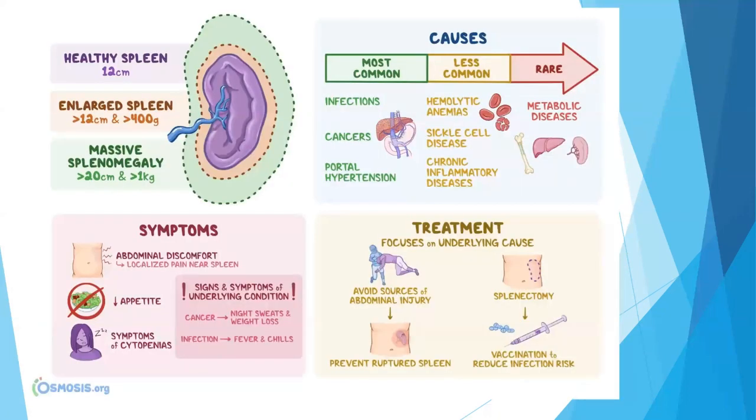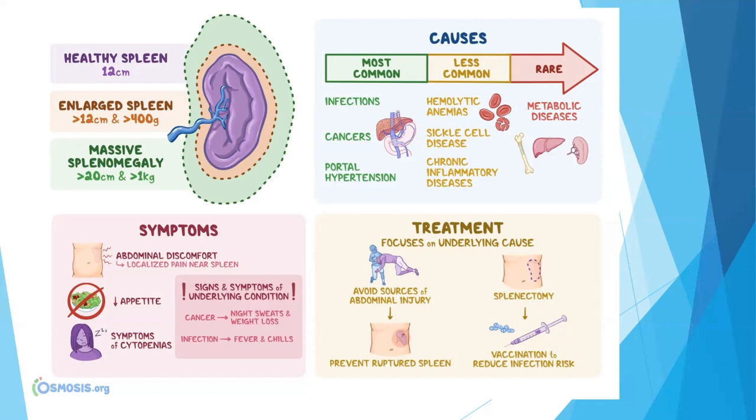So the healthy spleen size is generally 12 centimeters. The enlarged spleen is size more than 12 centimeters and more than 400 grams. And massive splenomegaly is when the size is more than 20 centimeters and the weight is more than 1 kg. The most common causes are infections, cancers, and portal hypertension. The least common causes are hemolytic anemia, sickle cell disease, and chronic inflammatory diseases. And the rare causes include metabolic diseases.